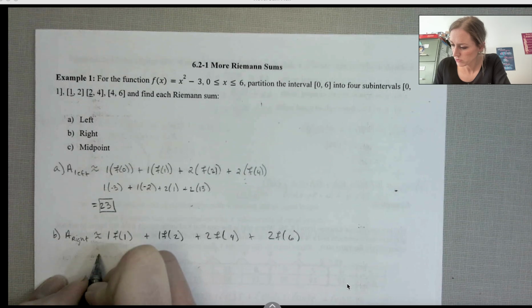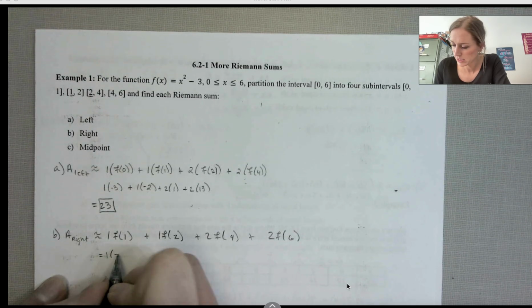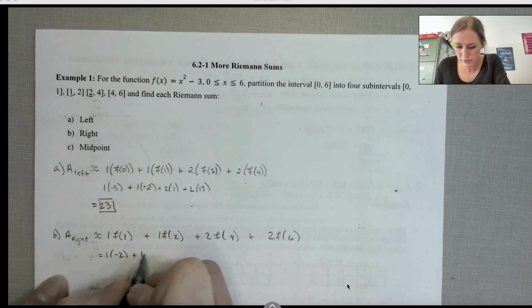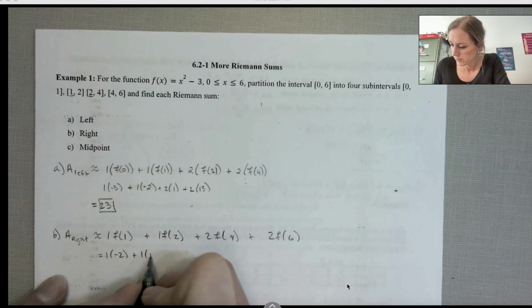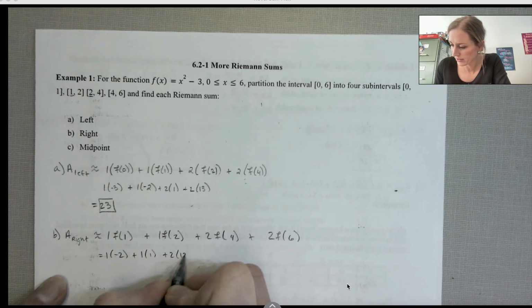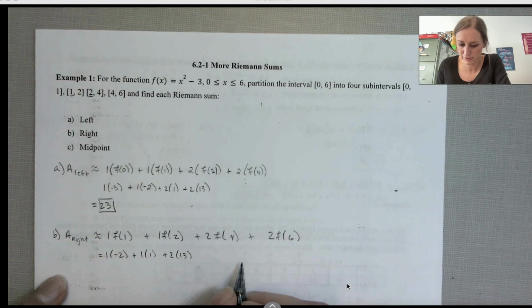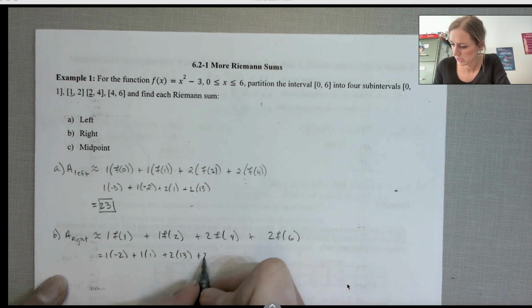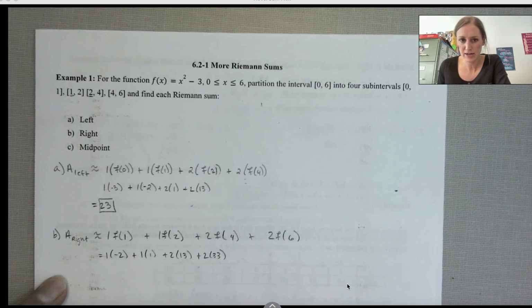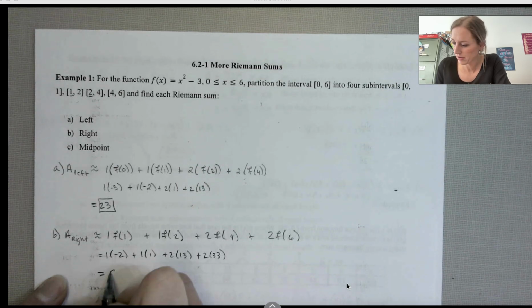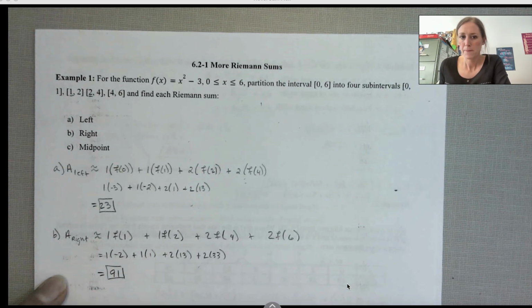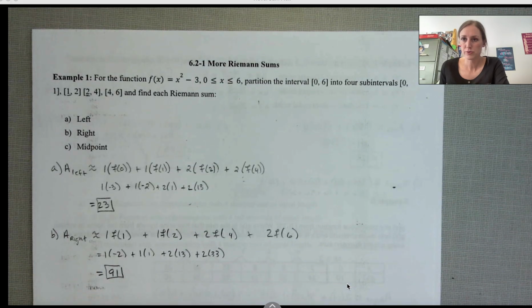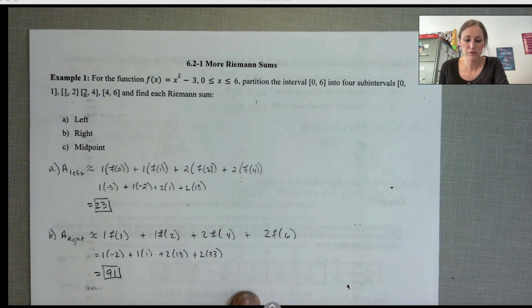So we get 1 times, and we can pull a lot of these from up above. The last one we hadn't calculated yet, so f of 6 is 33. Multiply those and add them all together, and we get an area of 91. So left and right, that's just review from last time. Now we're going to look at how to find the midpoint.